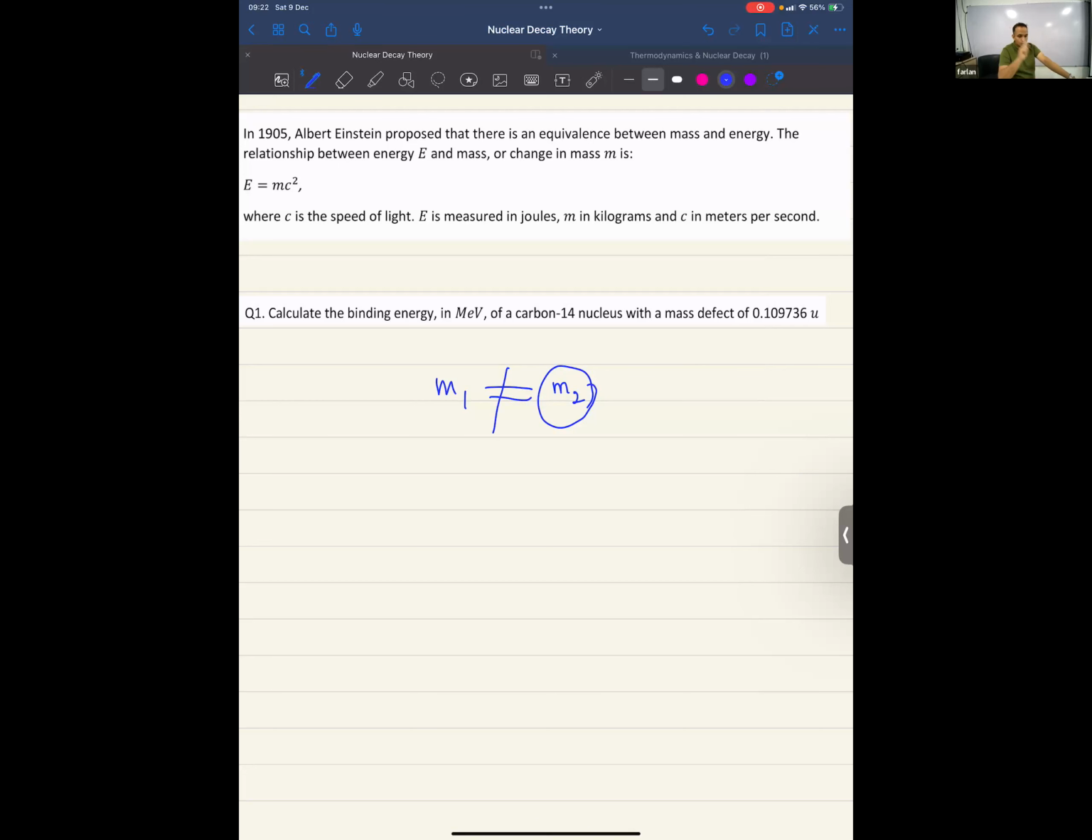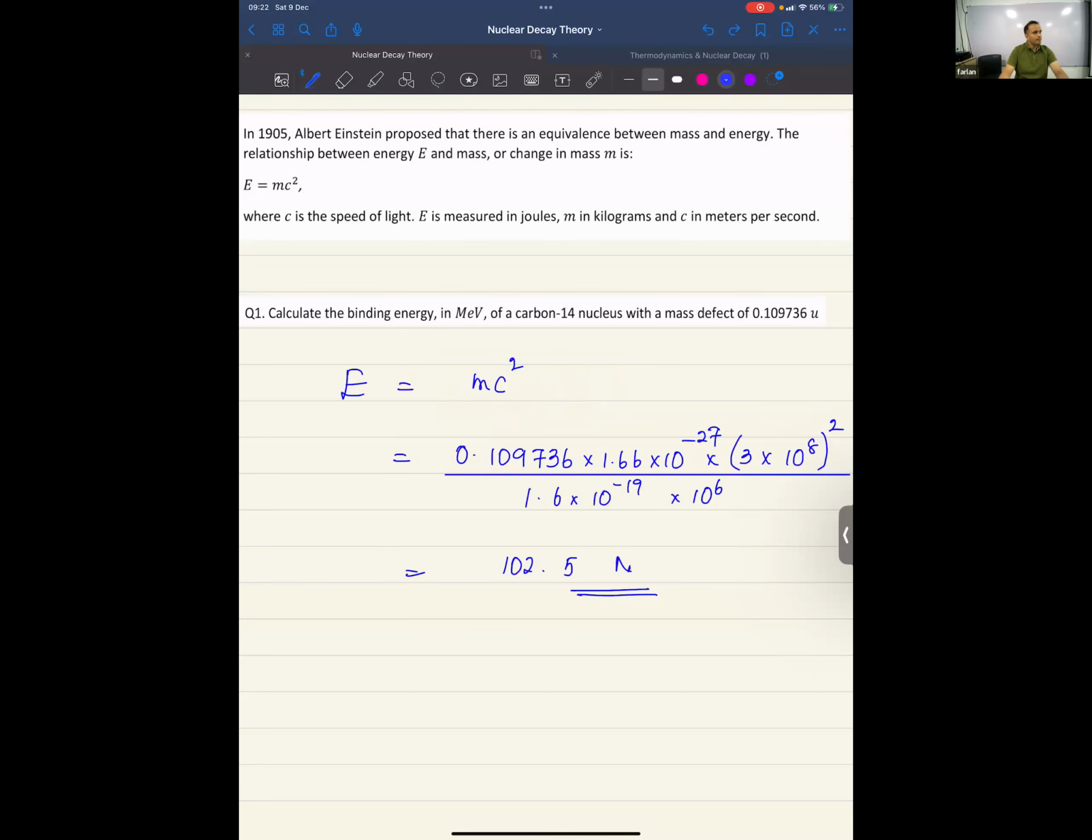Understood? So what is meant by the binding energy? We spoke about it, right? The energy required for all the nucleons to be separated to infinity is what you call the binding energy. So binding energy is the energy equivalent to this mass difference, which we find using E equals mc square.